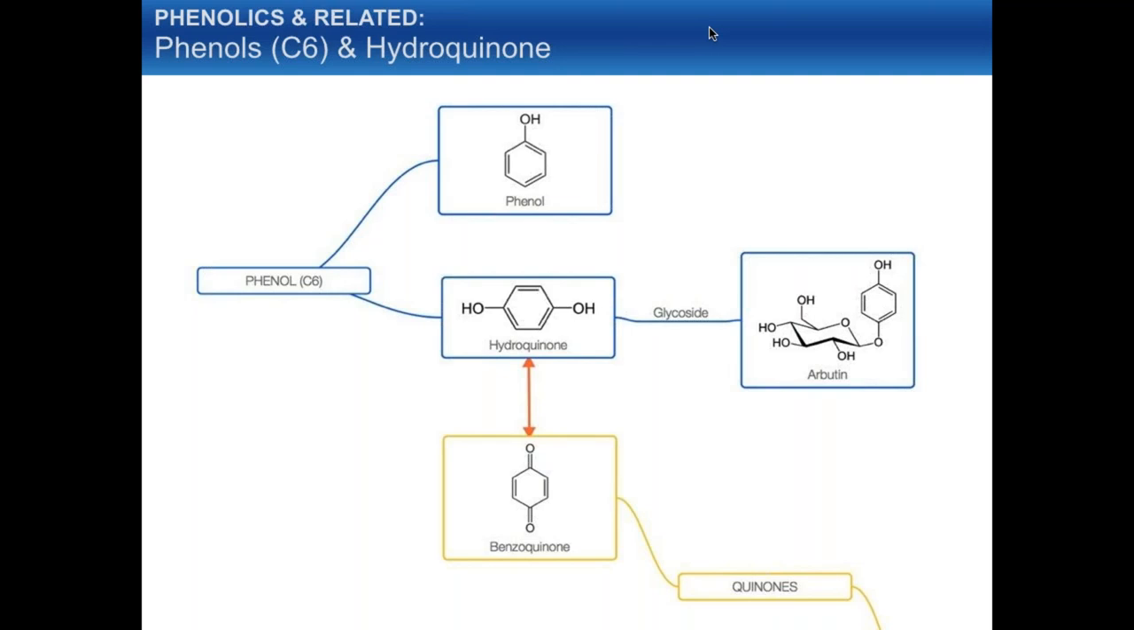Now, in nature, as far as I know, hydroquinone usually doesn't exist in its free form. And the reason for that is it's a relatively small molecule. It acts as an essential oil. It can have some disruptive effects because it can both accept and donate electrons. And hydroquinone in this form will actually act as a bleaching agent.